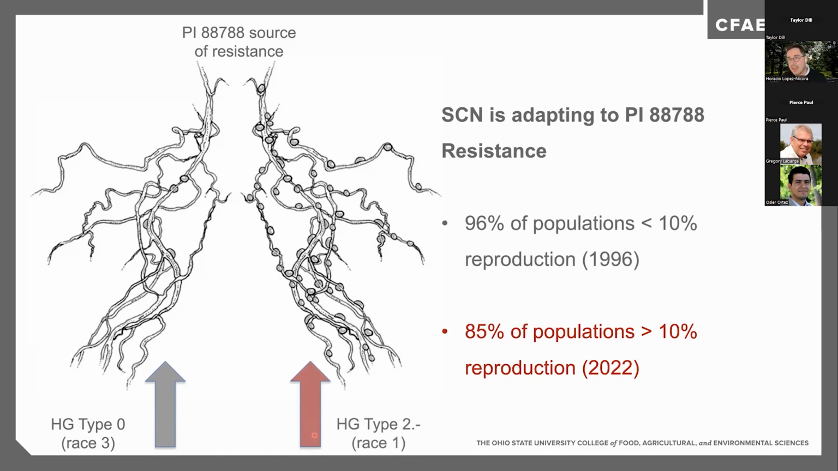We shifted the virulence of SCN so that now it can reproduce on PI 88788 at above 10% compared to a susceptible. In Ohio, for example, we have populations that can reproduce at 20, 40, even 80% compared to a susceptible. And what does that mean? Well, if I have a population that can reproduce at 80% compared to a susceptible, that means that a cultivar that has PI 88788 is only 20% effective against that population of soybean cyst nematode. And that's a big problem.